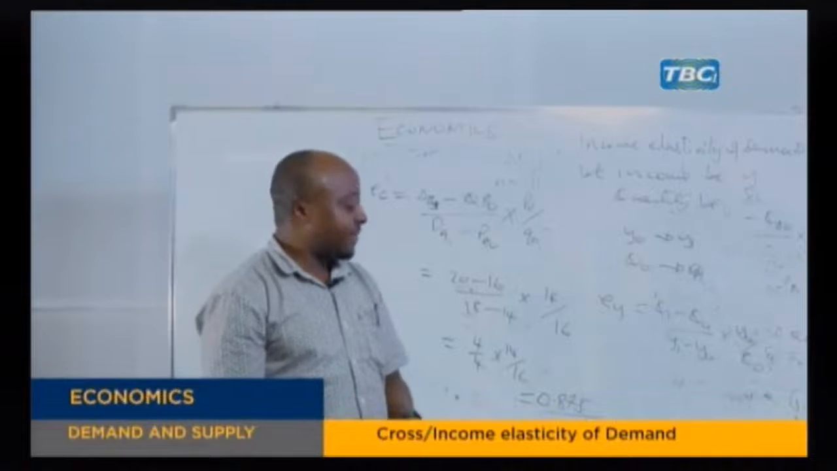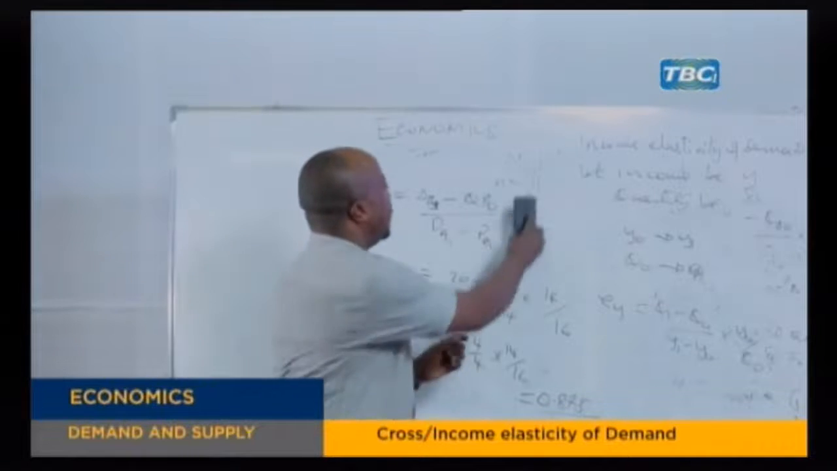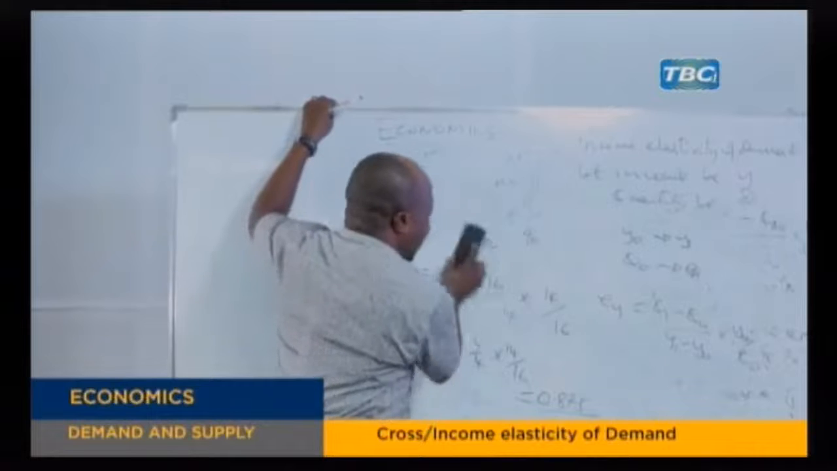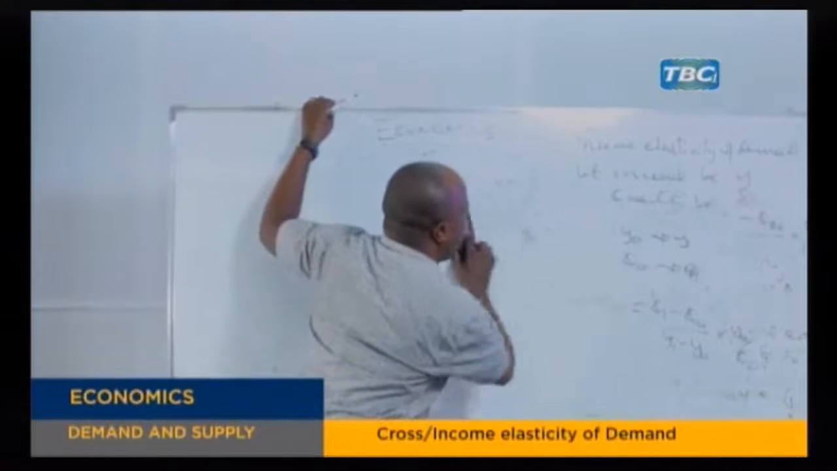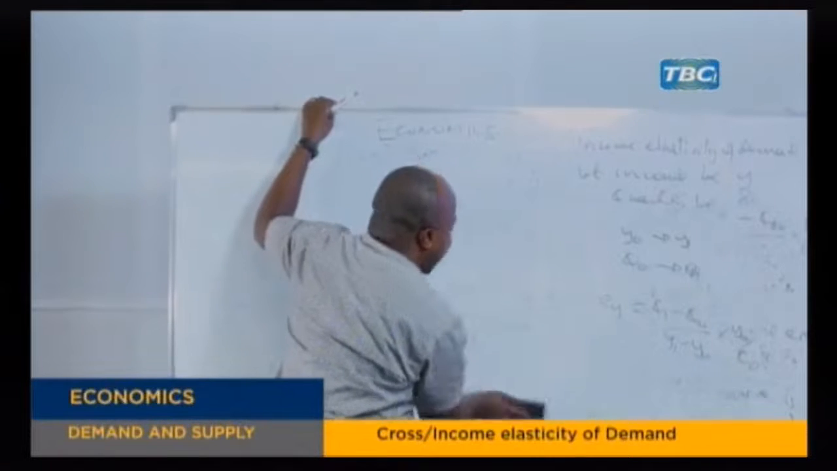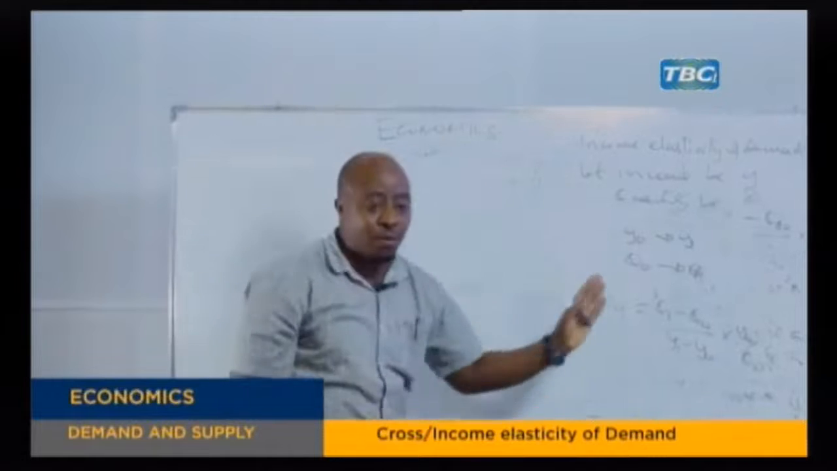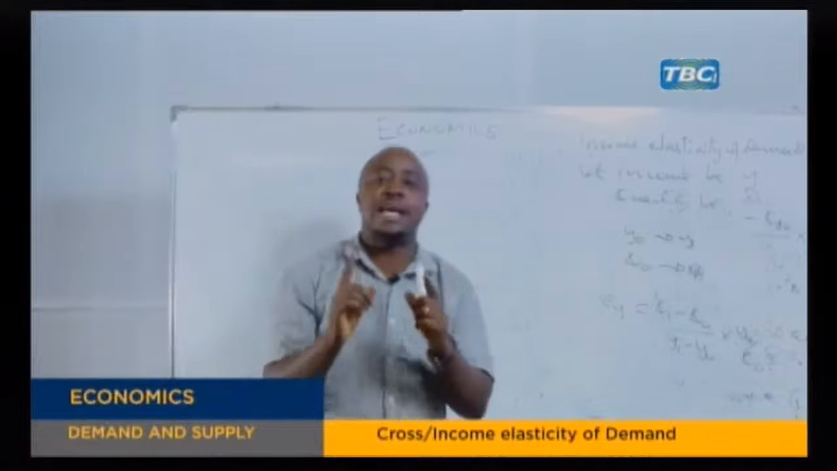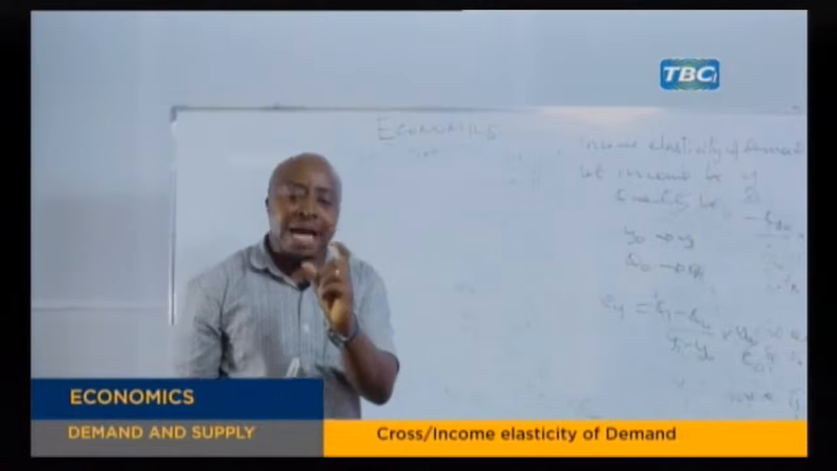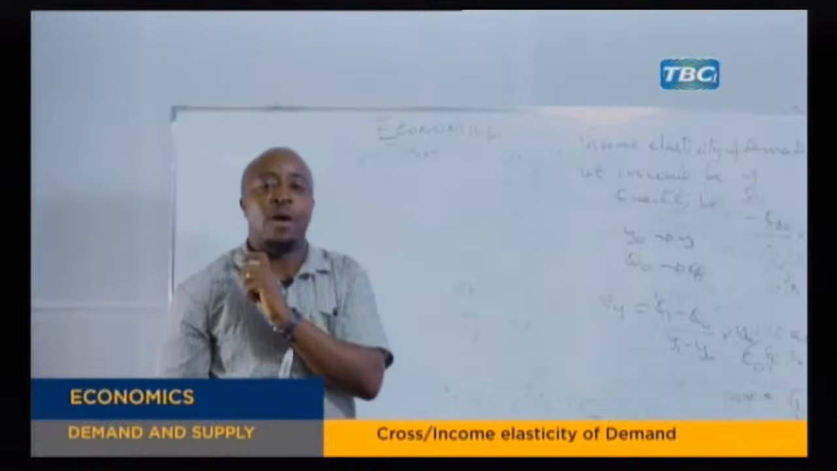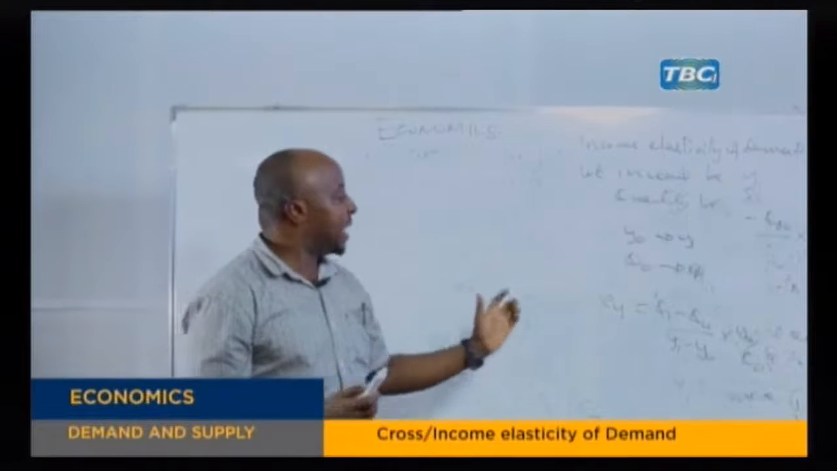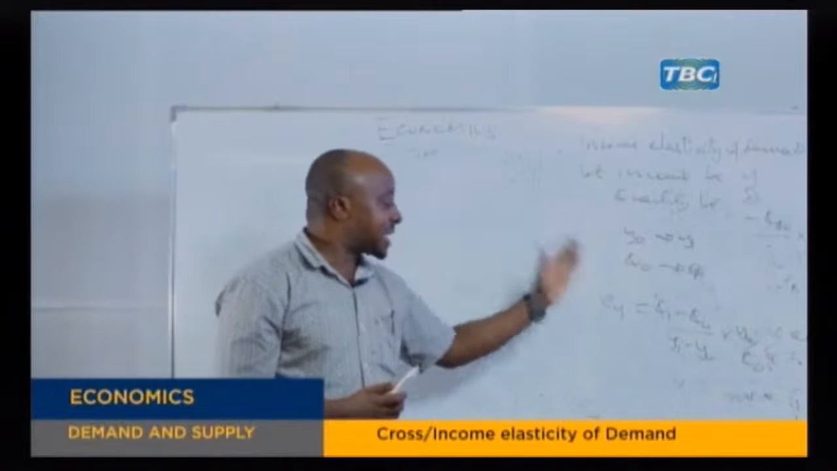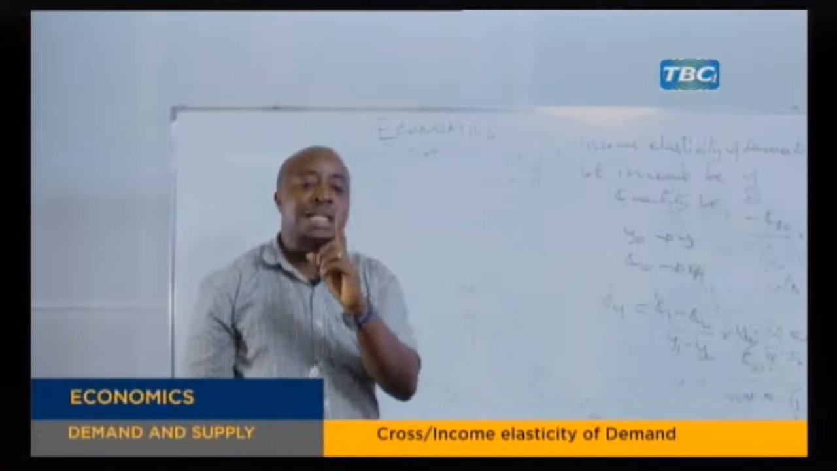We can use the following ways. We can interpret income elasticity of demand by observing the results obtained from our calculation. Our calculations are the ones which will tell us the type of elasticity we have and the nature of the goods. So only when you get a correct income elasticity can you get a correct interpretation.